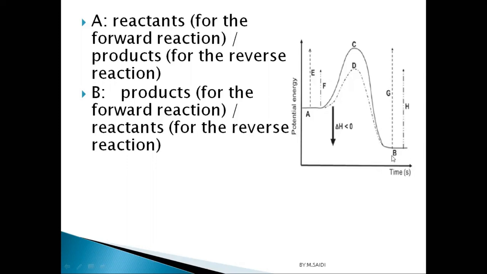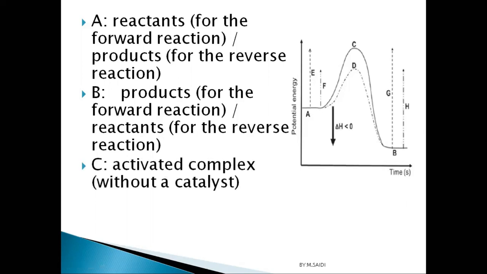So it becomes, this is the reactant for the reverse reaction, and then this is the reactant for the forward reaction. B, product. So B is a product for the forward reaction. So if I started from here and I go like this, then this becomes what? It becomes the product for the forward reaction. But we say reactants for the reverse reaction. So if I reverse it, then now B becomes the reactant for the reverse reactions.